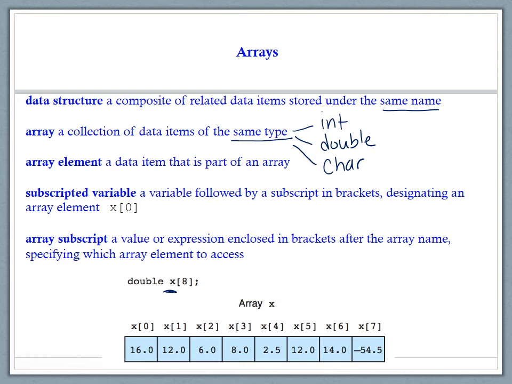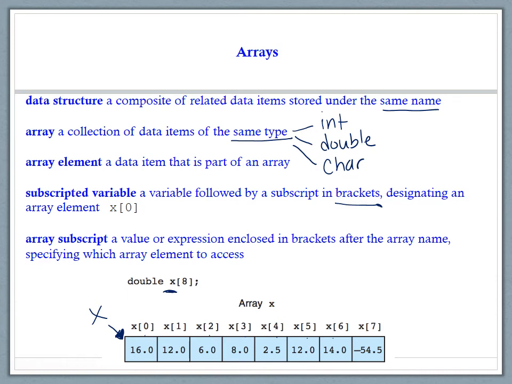So there's a subscript that goes into square brackets, which indicates which element. This is the way you read this. This is a double array called X that has 8 elements in it. And the first element is going to be at subscript 0, 1, 2, 3, 4, 5, 6, 7. And X is actually a pointer that points to the first location in the array. All right, so keep in mind, X is a double pointer.